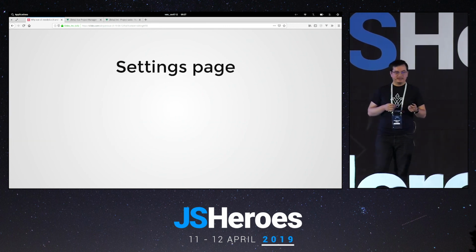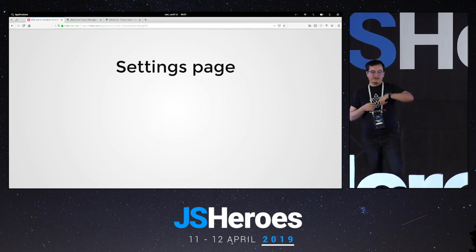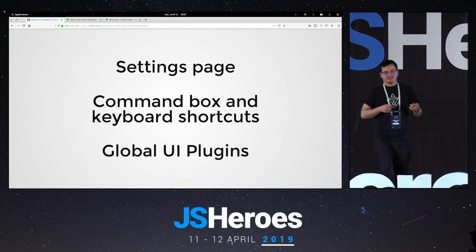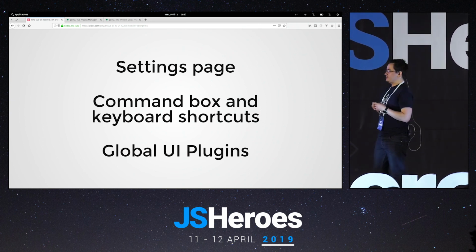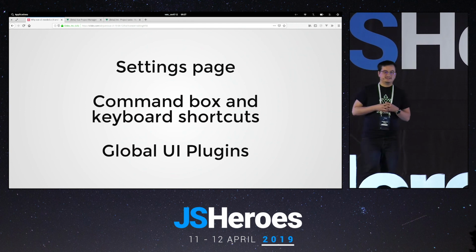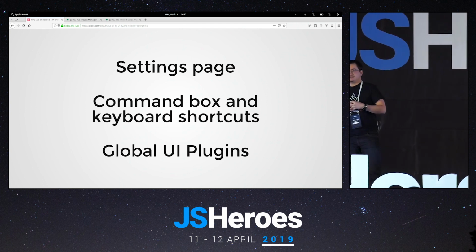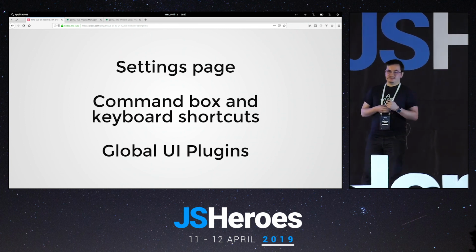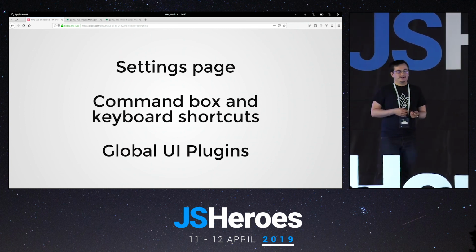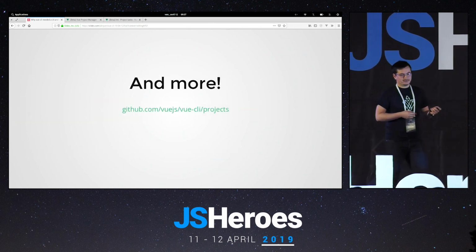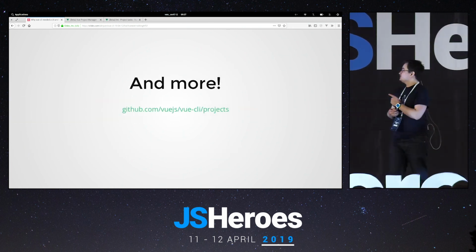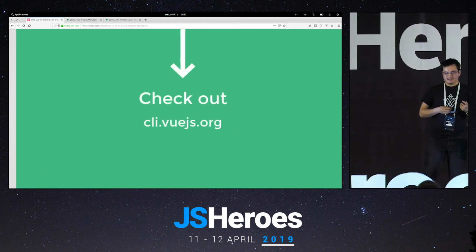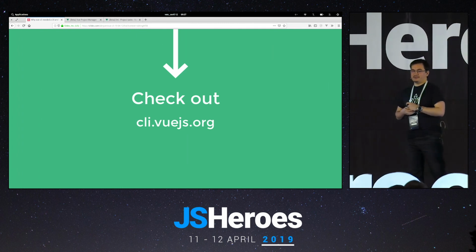And for the UI, we're working on the settings page, more keyboard interactions, and also the ability to install global plugins. So for example, you could imagine someone creating a Git plugin which integrates with the UI and displays the Git graph on a commit user interface. So that's coming soon. You can find out more by going to our roadmap for Vue CLI at this URL. And that's it. You can check out more about Vue CLI.